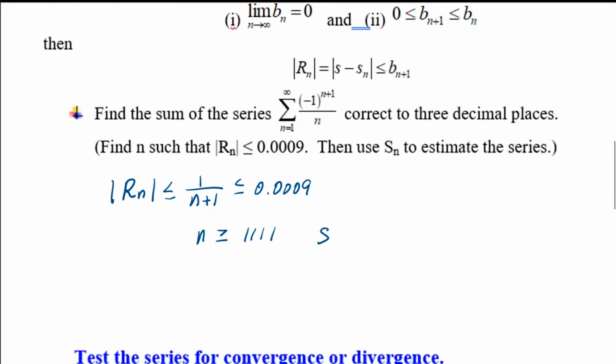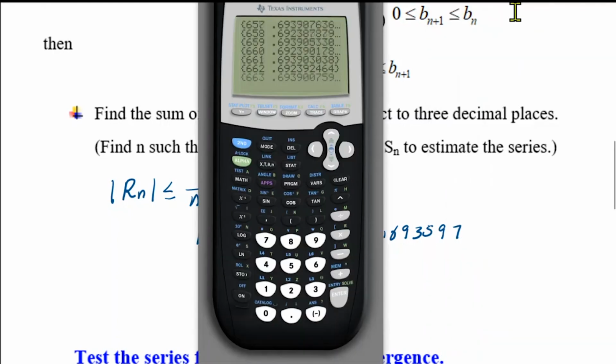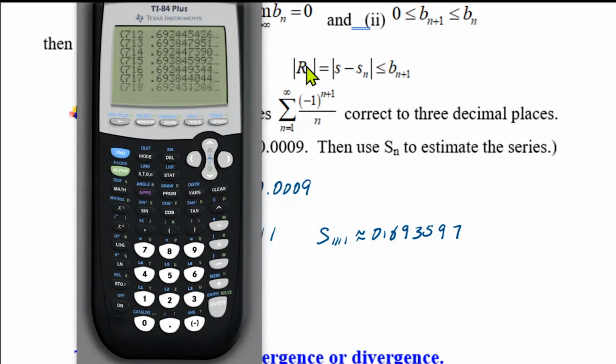So now S1111 should be 0.693597. See, it'll converge around 0.69-ish. Let's see if this thing is done. Well, still going, but it's halfway. I'm gonna put it on this side. Okay, do we have any questions?